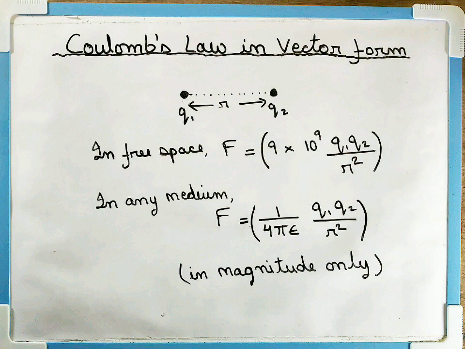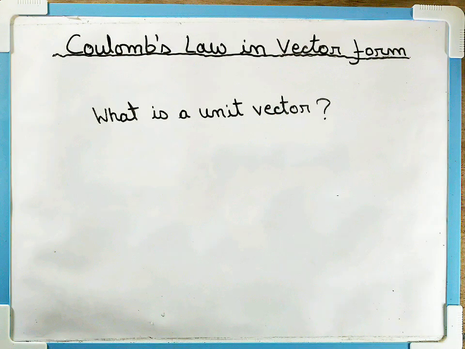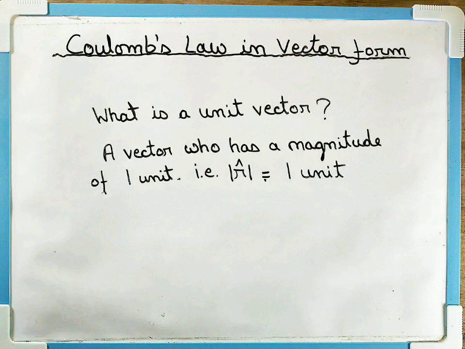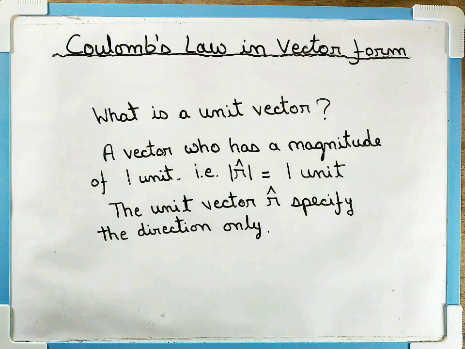To express Coulomb's law in vector form, we will use a unit vector. Now what is a unit vector? A unit vector is a vector which has a magnitude of 1 unit only. It only gives you the direction, so you can use a unit vector to indicate the direction.